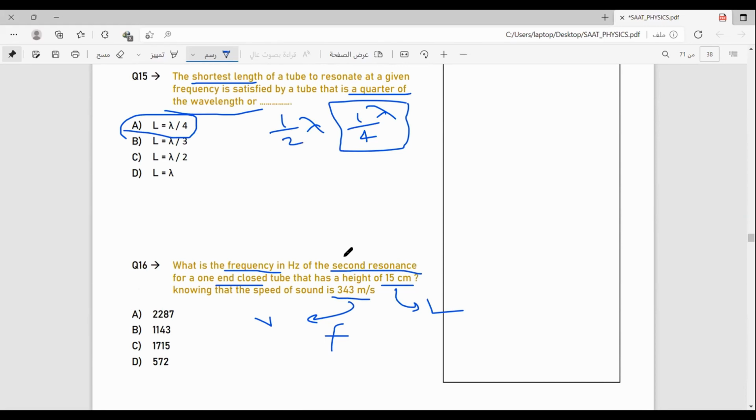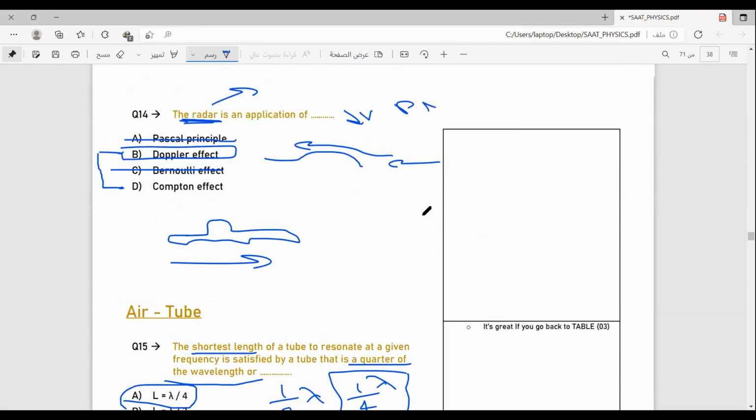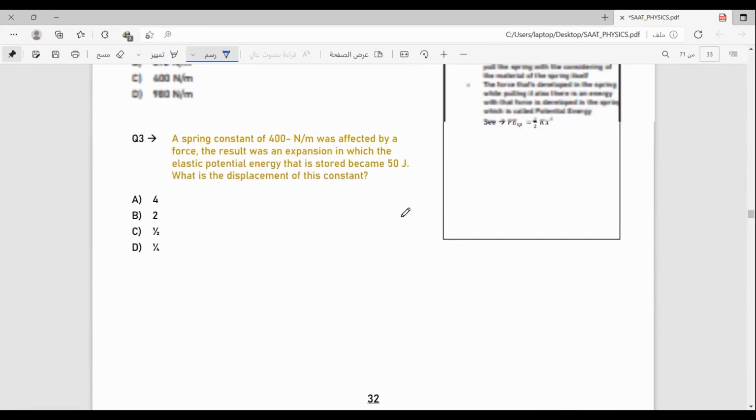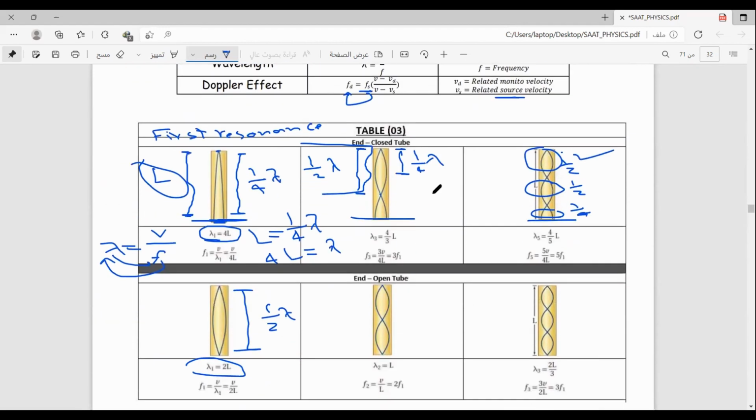Second resonance is a very important thing. Second resonance, and we have a closed tube. So these both things will specify for us which equation in the table we will use. Okay, let's go. Closed and the second resonance. Okay, where's the closed one? This is the closed one. Let me just erase whatever is here.